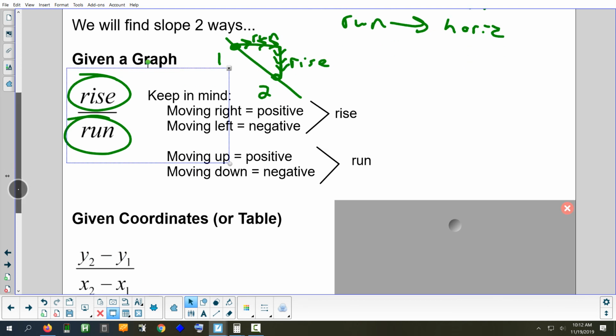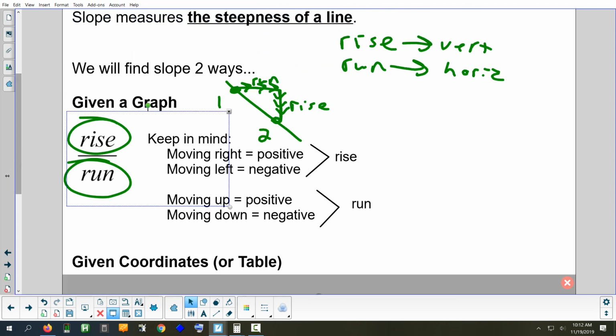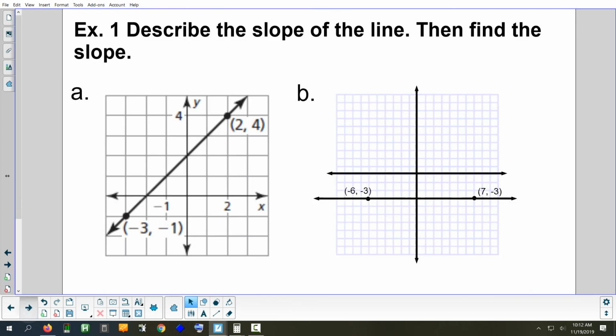Now, let's say you're not given a graph. Let's say you're given something like this. You can't count here. The reason you can't count is because there's no grid. So, what I would have to do is give you coordinates. Here you could actually do it both ways. You've got the grid, so you could count, or you also have the coordinates. You could do it both ways.